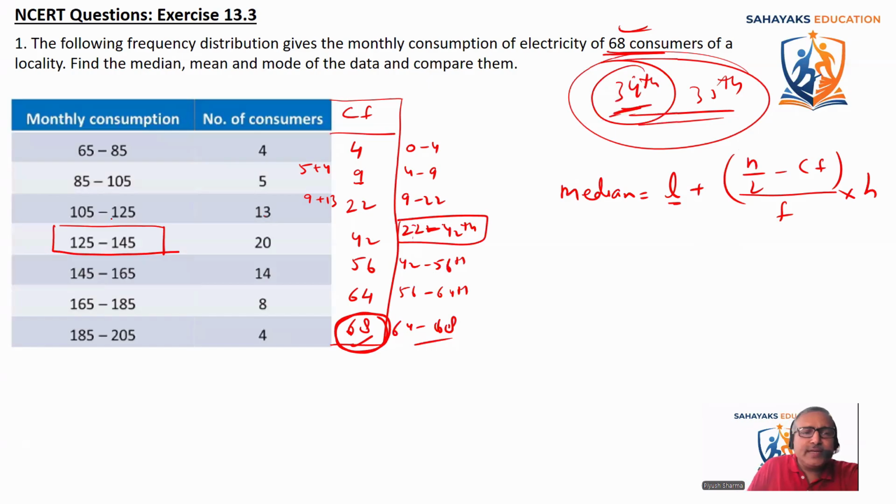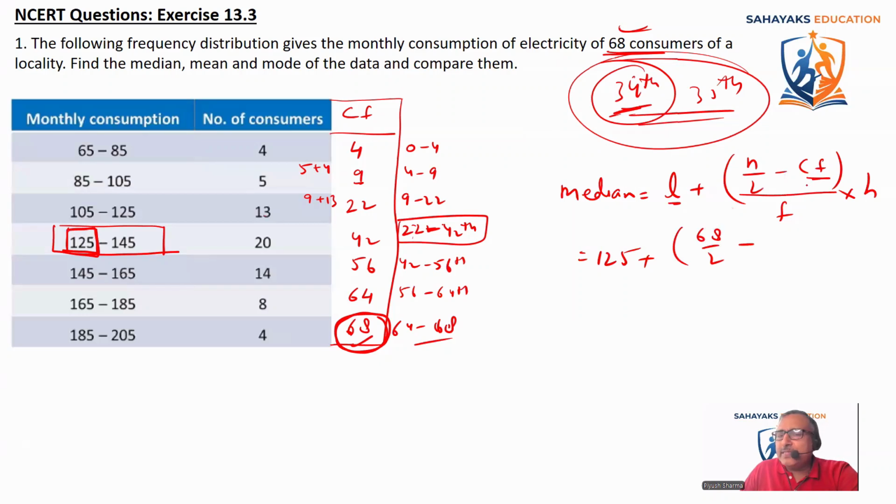What is the lower limit of the median class? This 125, this is the median class. So 125 is the lower limit of the median class. So I'll put the value as 125 plus N. N is the total number of observations. There are 68 observations, so 68 divided by 2, 68 divided by 2 minus.